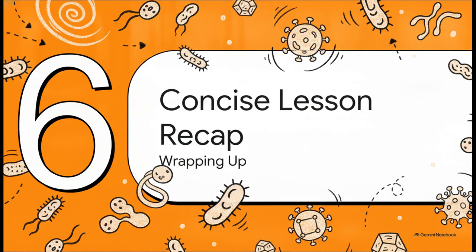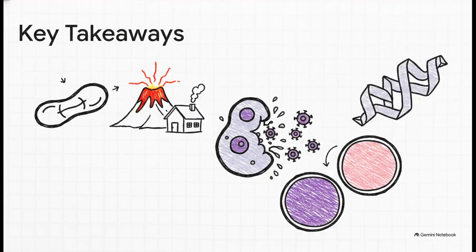Section 6. Concise lesson recap. Wrapping up. Okay, here are your rapid-fire key takeaways for today. 1. Prokaryotic cells, like bacteria, lack a membrane-bound nucleus and reproduce independently via binary fission. 2. Archaebacteria thrive in extreme, ancient environments, while eubacteria are the common ones we interact with every single day. 3. Viruses are non-living. They're just a capsid protecting DNA or RNA, and they require a host's lytic cycle to multiply. 4. The Gram stain is a visual tool to identify cell walls.